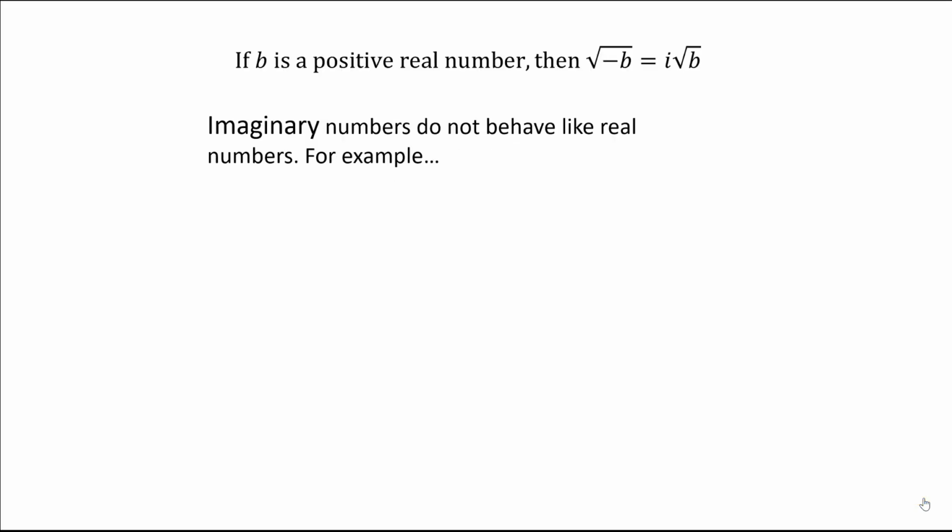So if b is a positive real number, then the square root of -b, we would not write as square root of -b. We would write it as i times the square root of b. Because, just as I was saying, imaginary numbers don't behave like real numbers. So for example, if you have the square root of -2 times the square root of -3, that does not equal the square root of 6. With real numbers, when you multiply a negative by a negative, you get a positive. But the imaginary numbers, you can't treat them like real numbers unless you rewrite them using i.